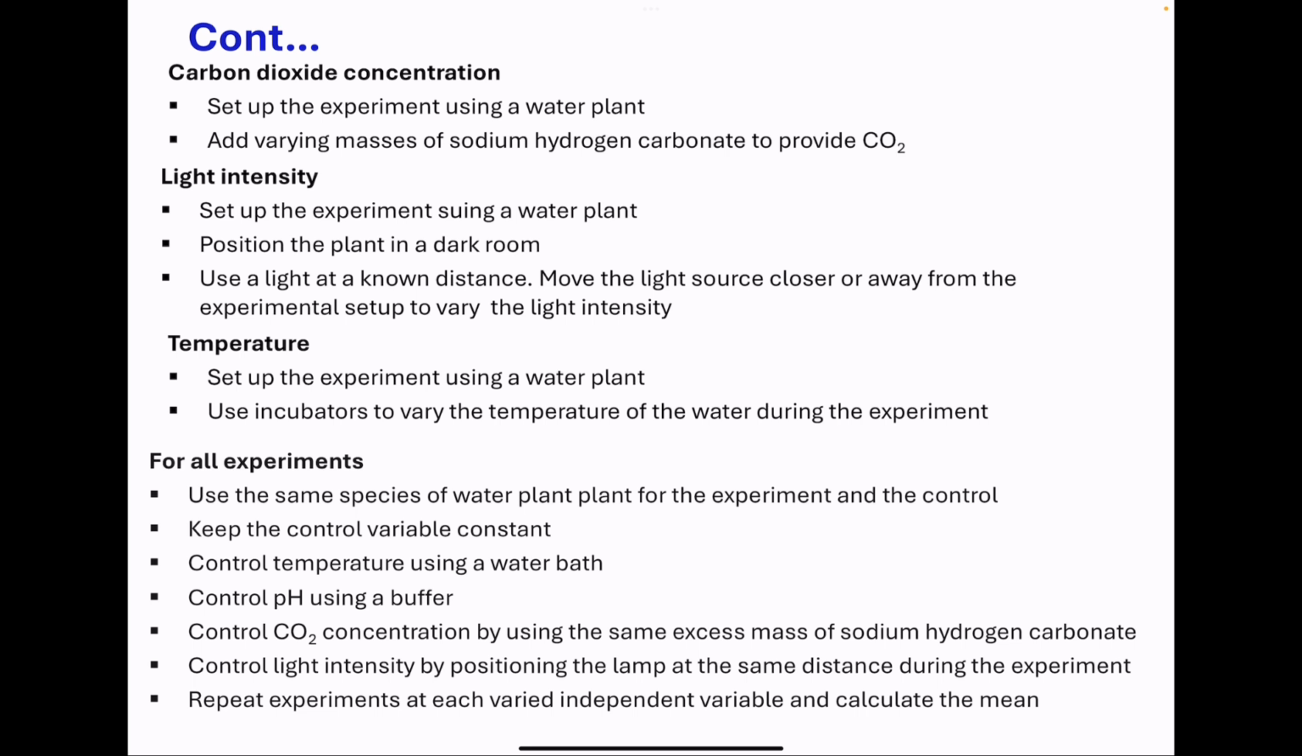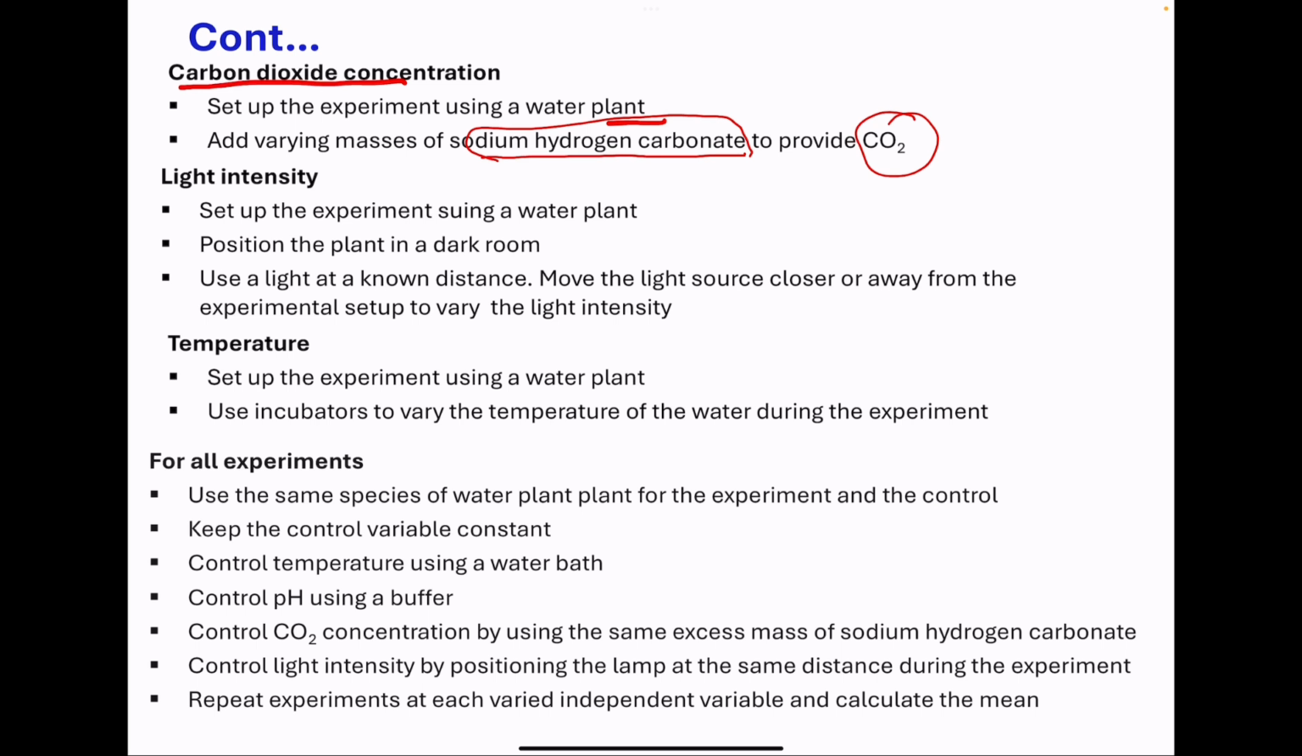In your exams, they'll bring you different experiments trying to study the effect of CO2 concentration, light intensity, temperature, and so on the rate of photosynthesis. To do this, we need to use a water plant because the dependent variable is going to be quantified by counting the bubbles of gas produced or collecting the volume of oxygen produced. So, to test for CO2 concentration, we'll set up the experiment using a water plant. And in this case, since CO2 concentration is going to be varied, we will vary masses of sodium hydrogen carbonate. The sodium hydrogen carbonate is used to provide carbon dioxide to the water plant.